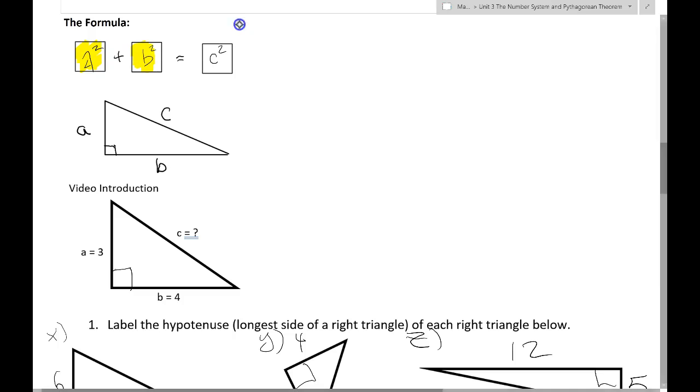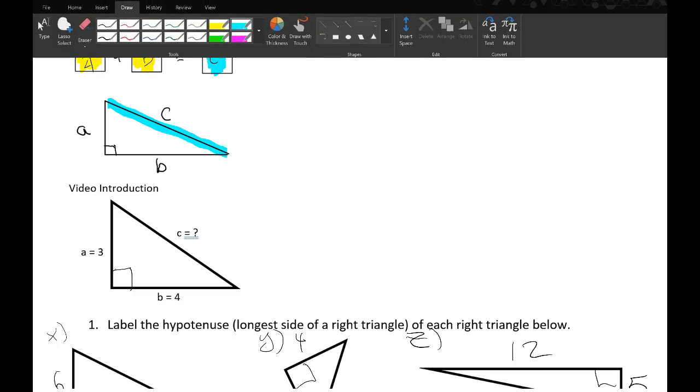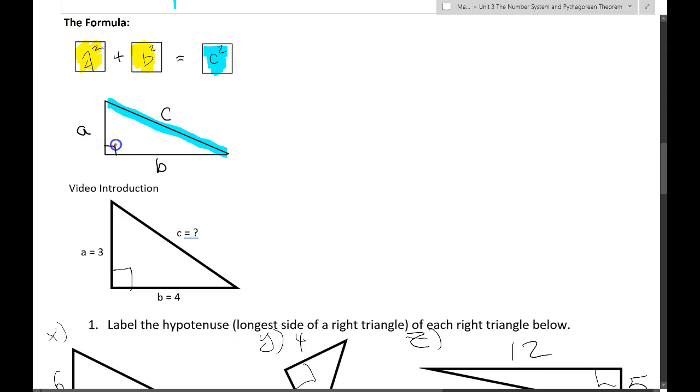Now, C we're going to show in blue here. C is always going to be the hypotenuse. The hypotenuse is the side that is across from the right angle. If we draw a line from this corner up to the hypotenuse, that is C. That is the one that matters in terms of being different.